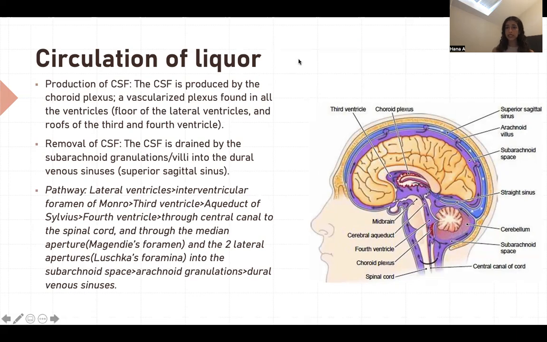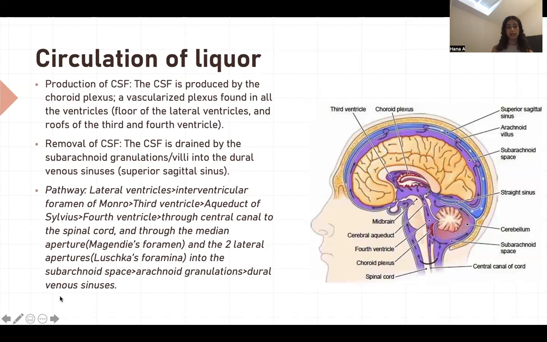So now that we know how it's produced and how it's cleared out, we can talk about the whole process as a whole. So if we start from the lateral ventricles, the fluid then goes through the interventricular foramen of Monro into the 3rd ventricle, then through the cerebral aqueduct of Sylvius into the 4th ventricle. From there, it goes through the central canal to the spinal cord, and then it goes to the subarachnoid spaces to bathe the brain through 3 apertures. 1 median aperture and 2 lateral apertures. The median aperture is also called Magendie's foramen, and the 2 lateral apertures are also called Luschka's foramina. So as we said, it goes on to the subarachnoid space, and finally it's cleared out through the subarachnoid granulations into the dural venous sinus.